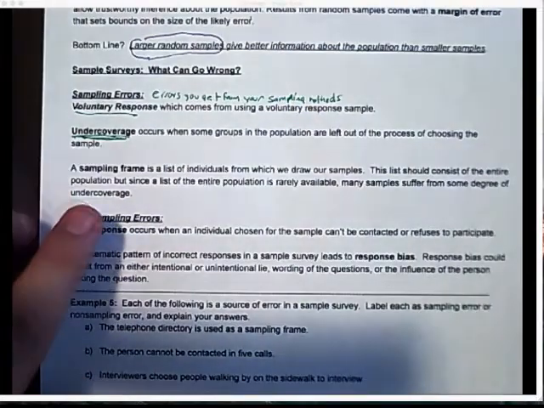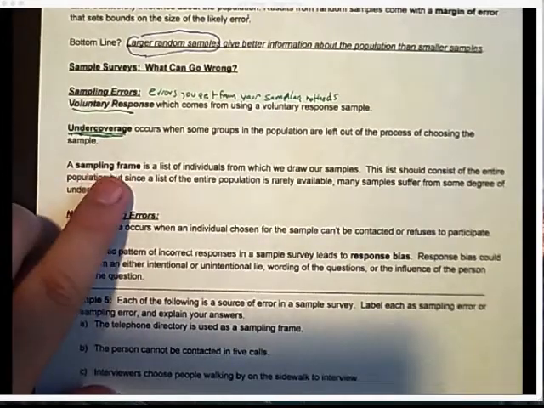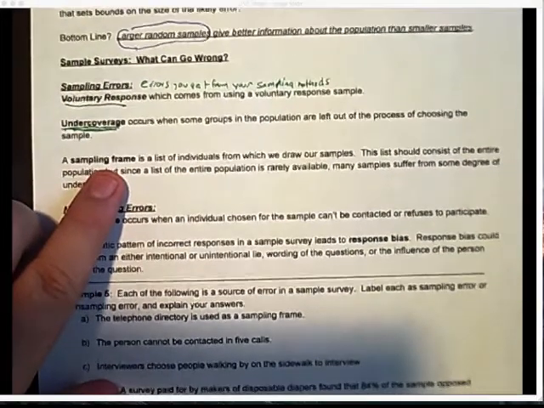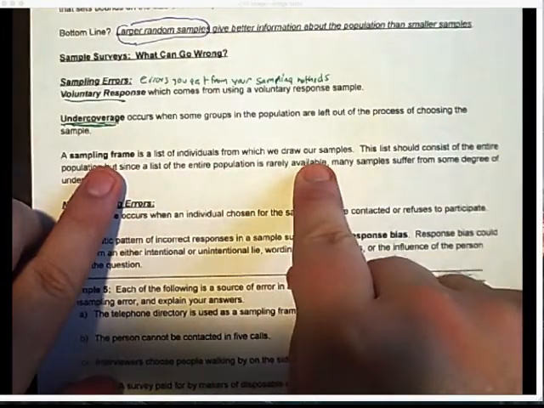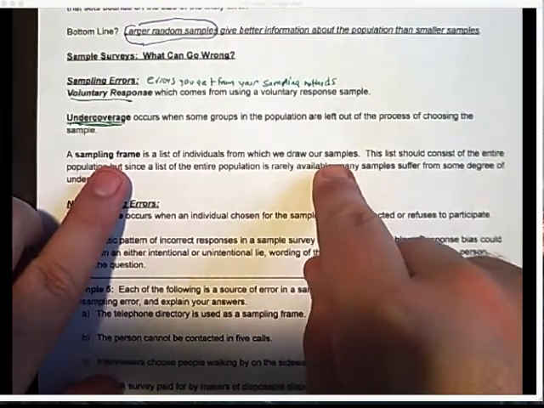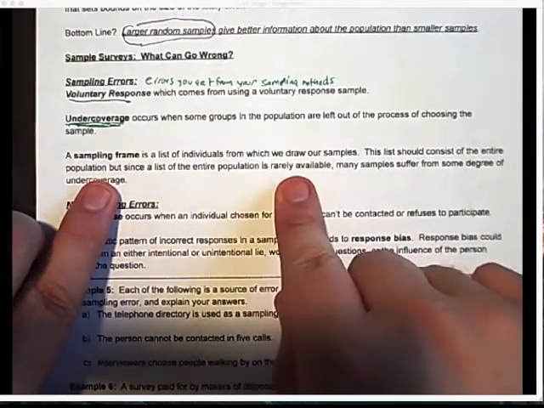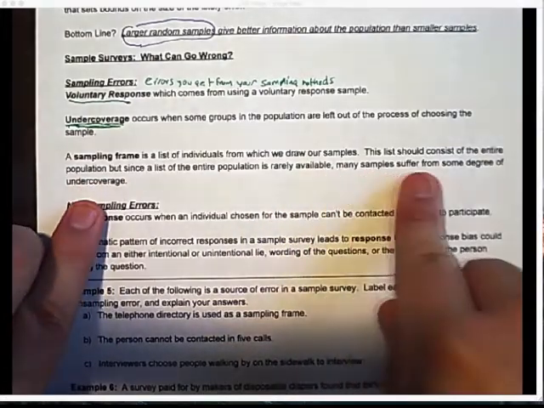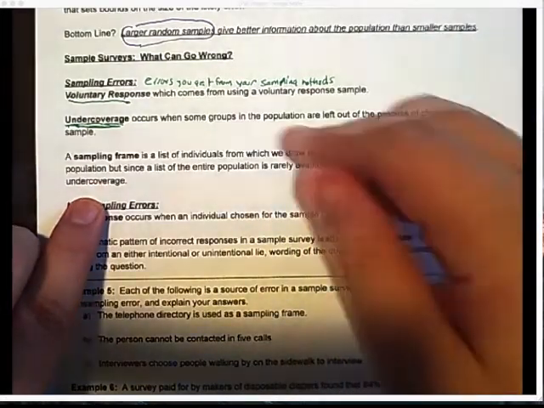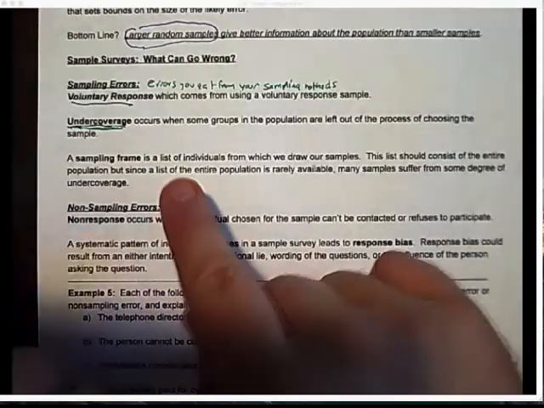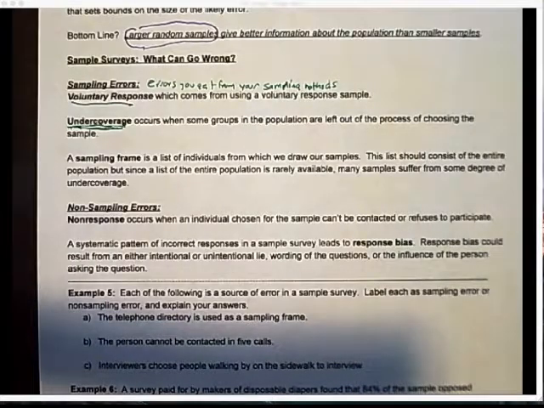All right. So this isn't an error. A sampling frame is not an error, but it's just another vocabulary term. It's a list of individuals from which we draw our sample. This list should consist of the entire population, but since a list of the entire population is rarely available, many samples suffer from some degree of undercoverage. So if I have a list of all citizens of the United States, that sampling frame would be a long list of about 320 million people. But even then, it probably doesn't have everyone. It's probably missing people.